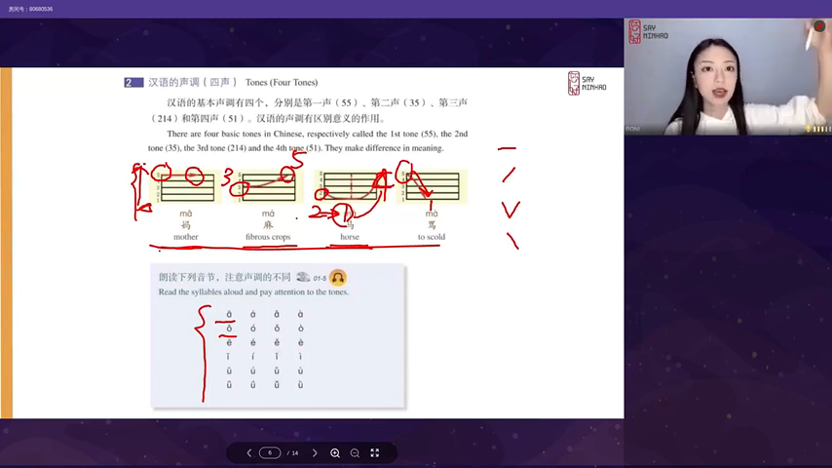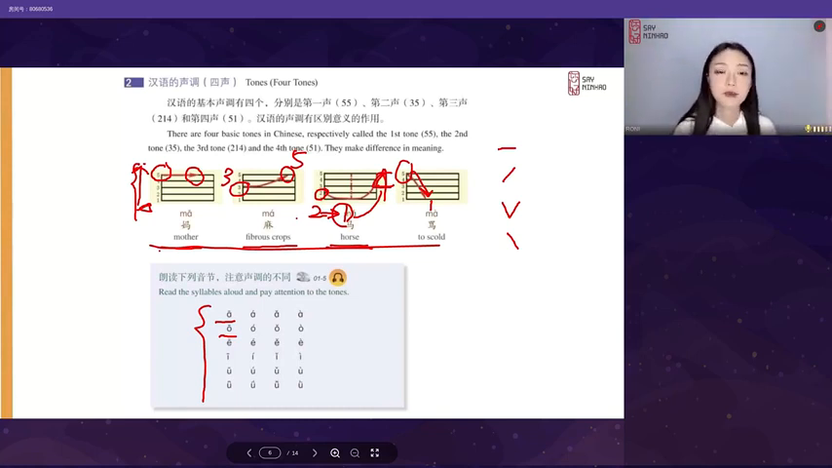Drop first and then rise up. And then the last one is fourth tone. Drop rapidly. Next one is e. Try to read it. First tone is e.